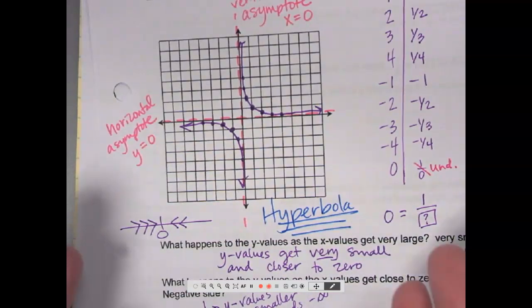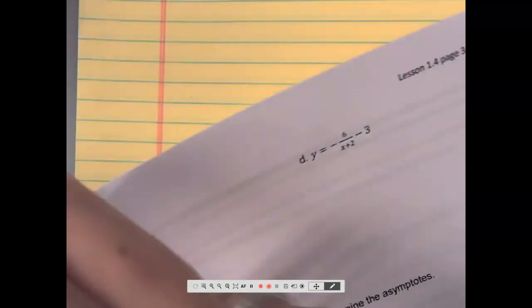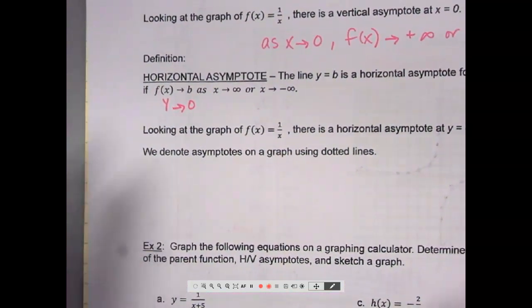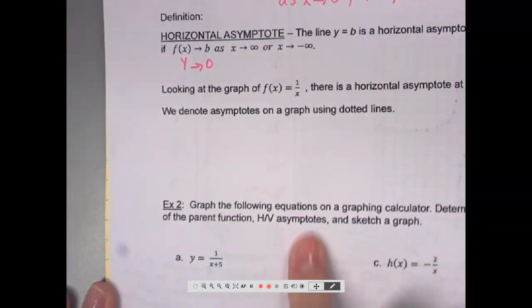Now, generally speaking, you can look at a graph and see a vertical or horizontal asymptote. It will level out, and it will do this, or this, or this at a vertical asymptote. They're kind of easy to spot graphically. So yes, we denote asymptotes on a graph using dotted lines like we already did.